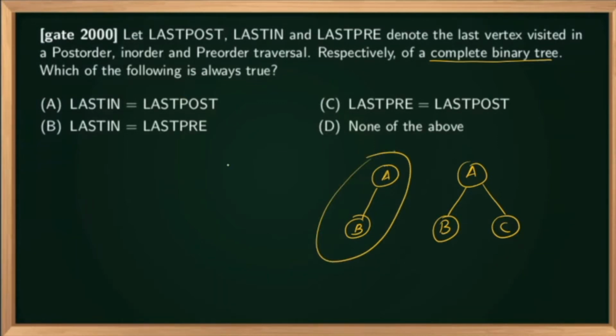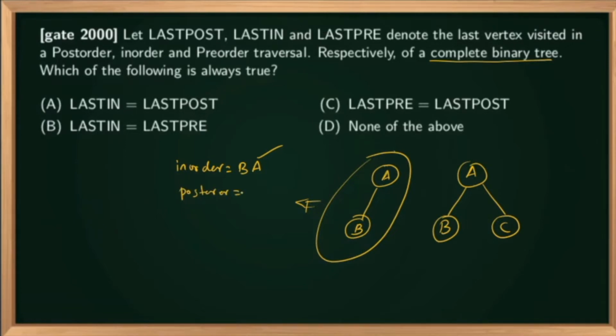So here the last in means whatever in order, whatever we are printing last. The in order will be BA, right? So the in order will be BA. So whatever we are printing last is actually A. Okay. And I take the post order.